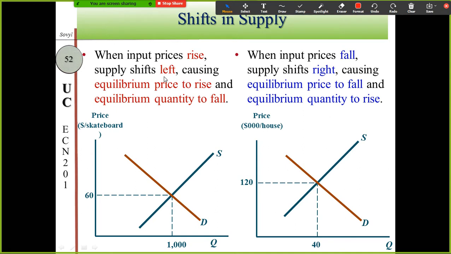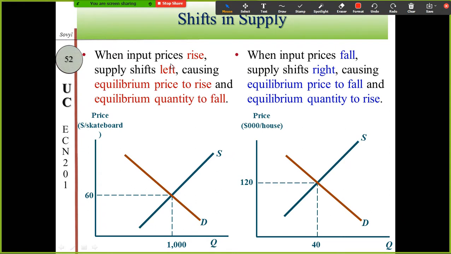Okay, I remind you again and again, don't say the curve shifts or moves up or down. Don't say that. In order to make it easy to remember, just remember that when you're talking about demand or supply, if supply or demand increases, the curve moves to the right hand side. When the demand or supply decreases, the curve will move to the left hand side.